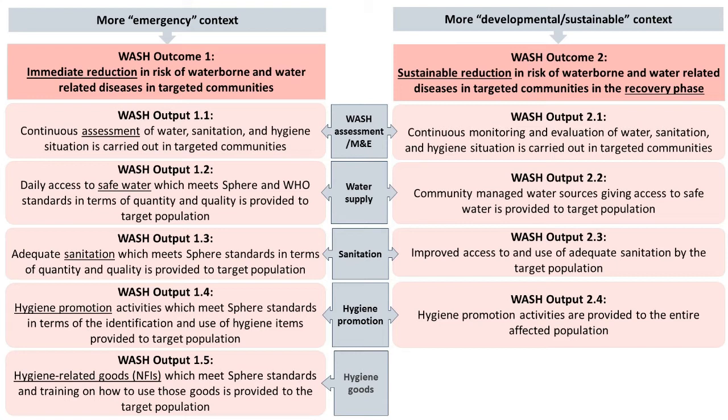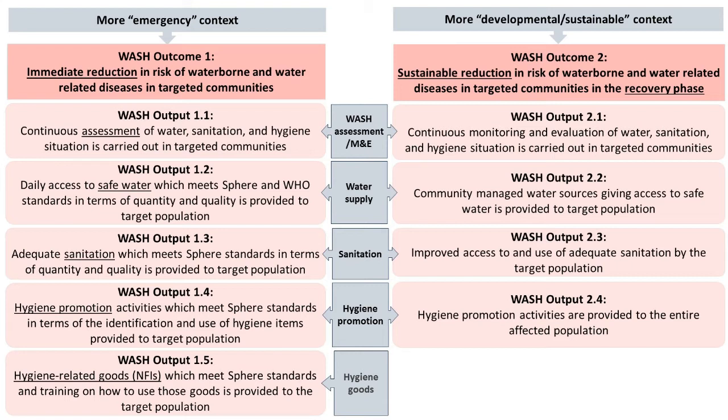Output 2.1 relates to continuous monitoring and evaluation of WASH situation. 2.2 is about access of safe water through community-managed water sources. 2.3 relates to access and use of sanitation facilities. And lastly, output 2.4 relates to hygiene promotion.